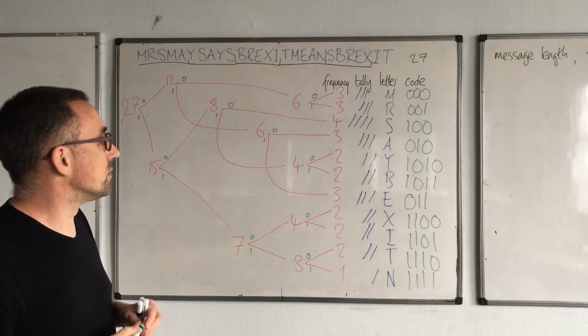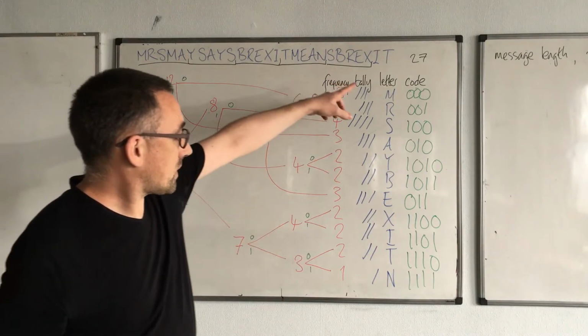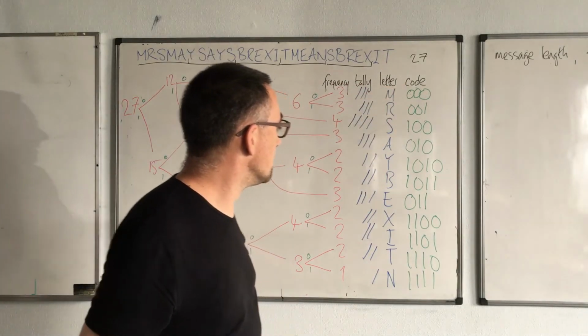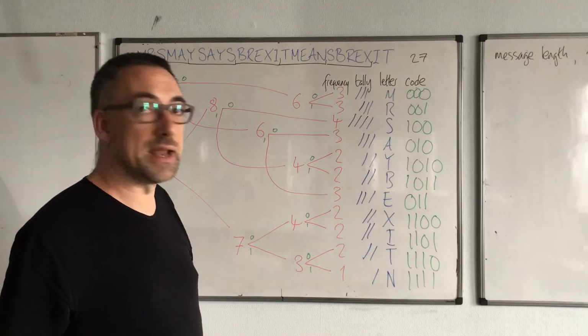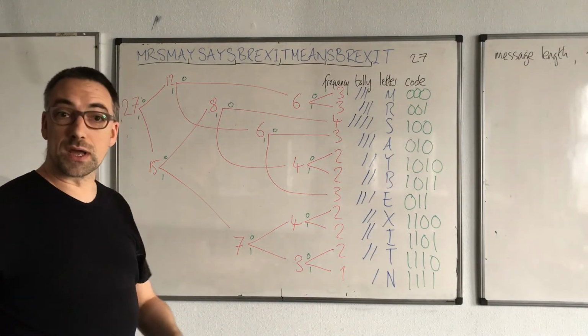That's the codes read from the tree. Let's just double check that the coding is prefix free. No code is the beginning of any other code. So we're fine. Okay.